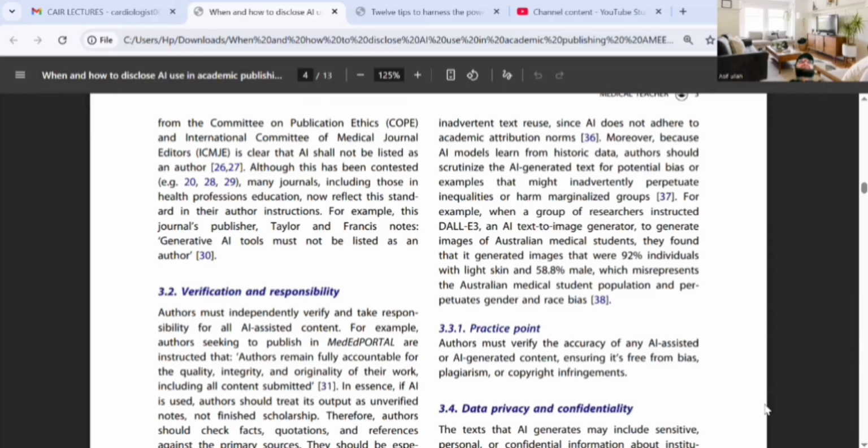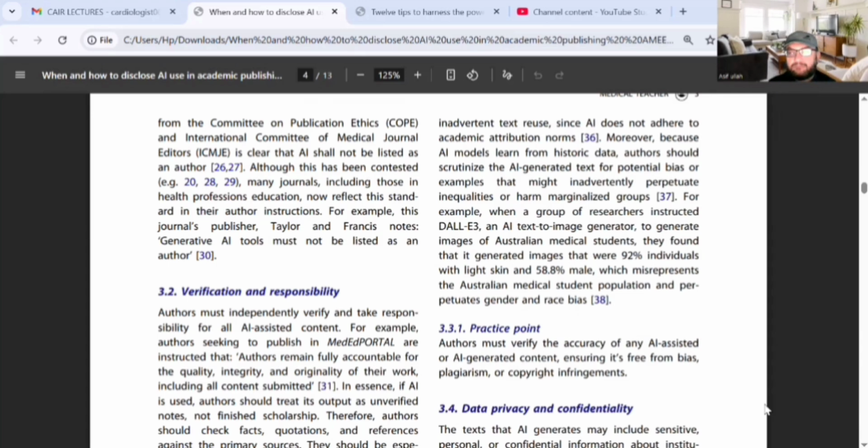That is wild. And beyond plagiarism, there's the issue of bias. Because it learns from historic data, it just perpetuates whatever bias was in that data. Right, exactly. It functions as a mirror reflecting the historical prejudices present in that training data. The AMA guide cites a really striking study to illustrate this. Researchers asked DALL-E, a generative AI image tool, to create images representing Australian doctors, and the results were drastically skewed. I mean, 92% of the individuals in the generated images had light skin. Right. And nearly 59% were male.